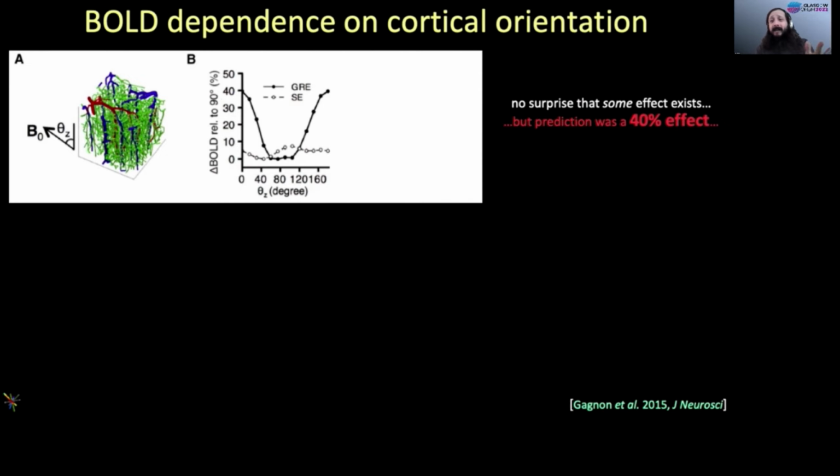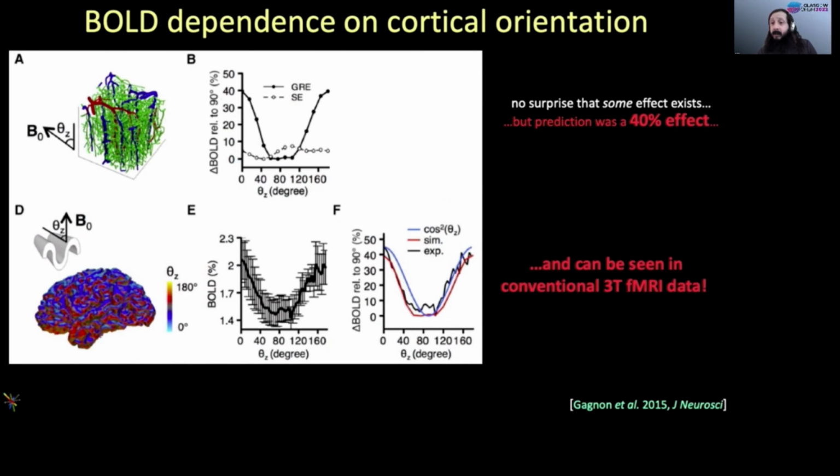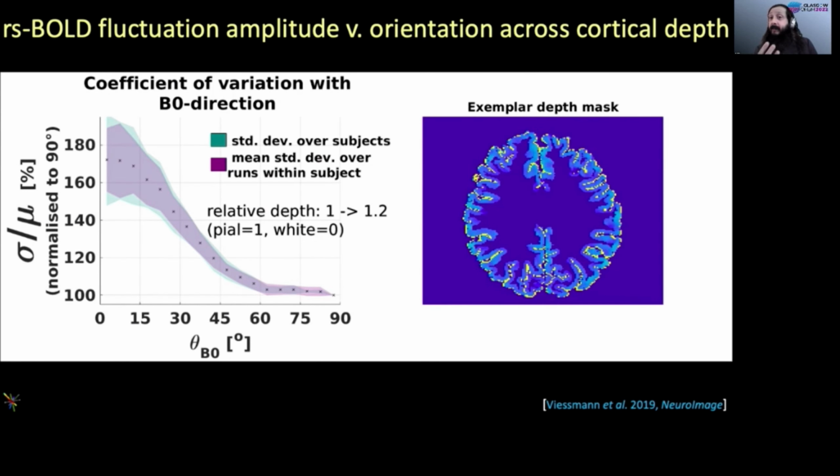So this was somewhat surprising, and so they went down to the scanner and, by inducing a whole brain activation using CO2 delivery, demonstrated that this effect could be observed in conventional BOLD fMRI data. And so we wanted to see whether this effect could be detected in resting state fMRI data and whether it varied across cortical depths. Indeed, in our high resolution 7T data, we saw that the resting state BOLD fluctuation amplitudes that are used for estimating functional connectivity varied with orientation, and this effect changes across cortical depths.